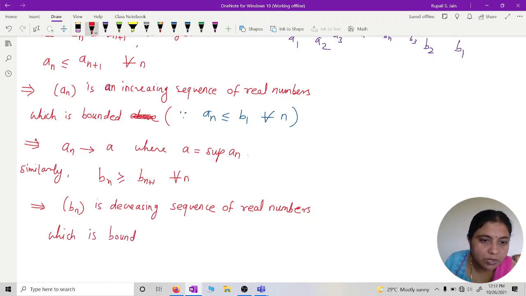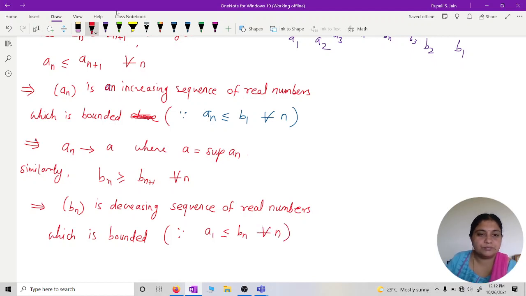Which is also a bounded sequence, since what is the lower bound? A1 is less than or equal to Bn for all n, right? A1 is the lower bound for Bn.